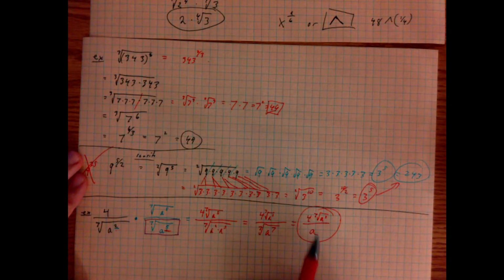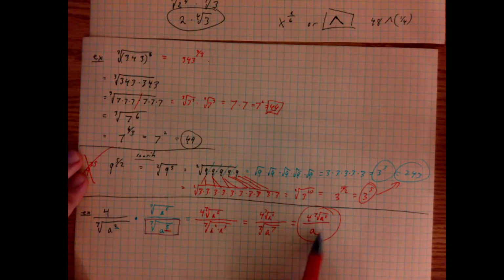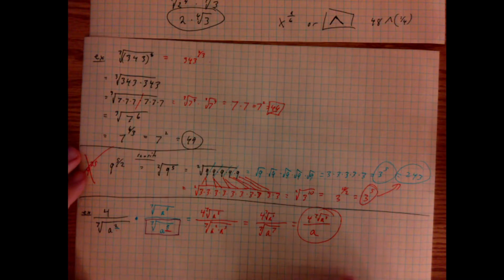There's a 4 on top, there's an a on bottom. I cannot cancel those two. I cannot cancel in the radical because they're not both in radicals. I can only cancel in radical if they're both in radicals. And so this is as simplified as this function gets.